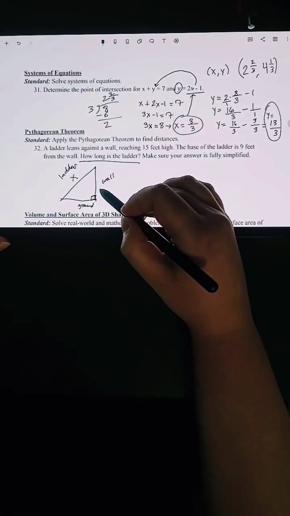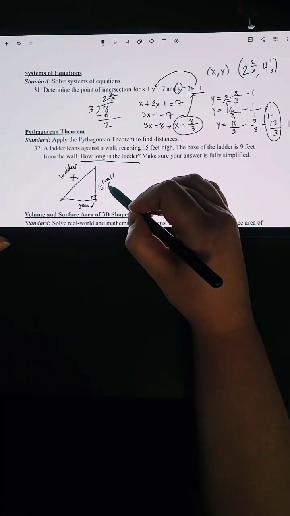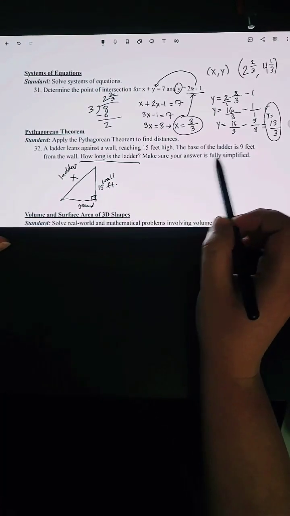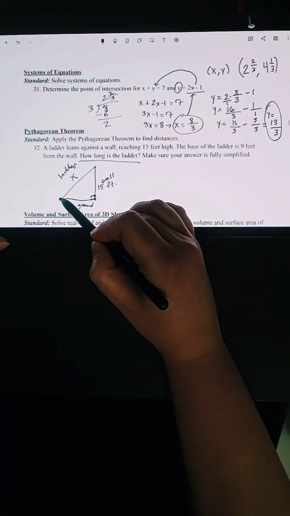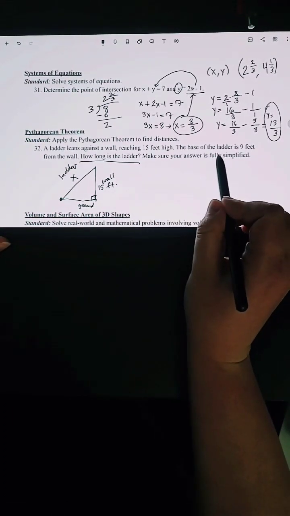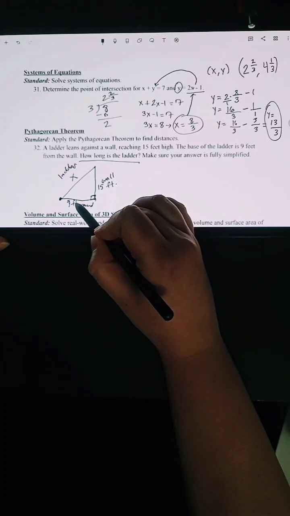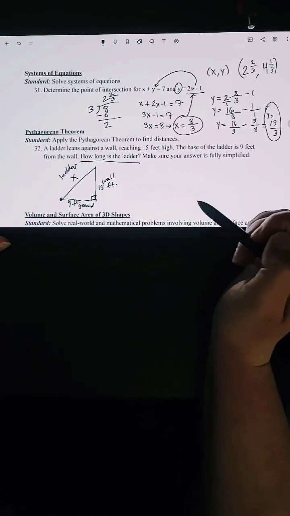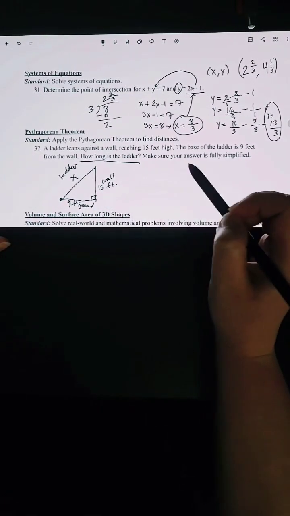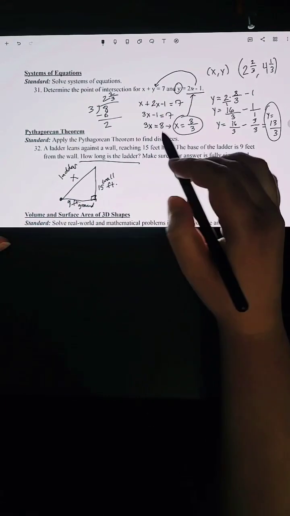We know that the wall is 15 feet high. And it says the base of the ladder, which is right here, is going to be 9 feet from the wall. So this is going to be 9 feet from there to there. So we basically know two sides of a right triangle, and we're trying to find the third.